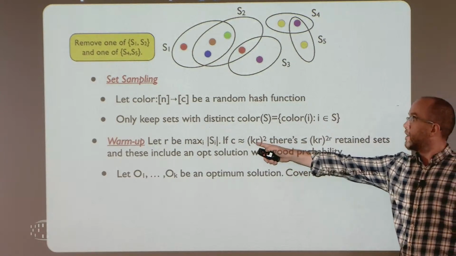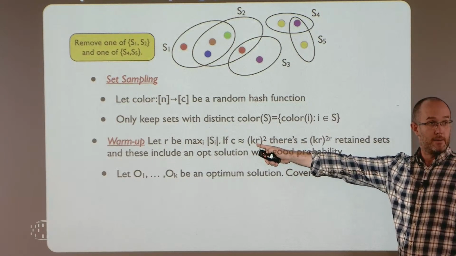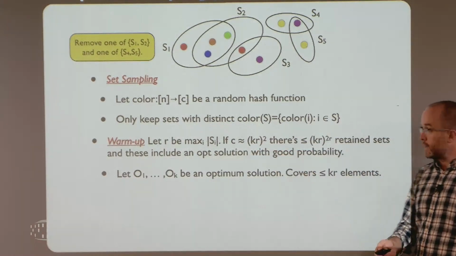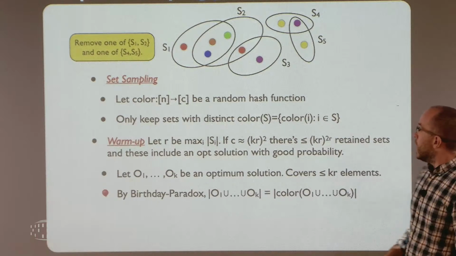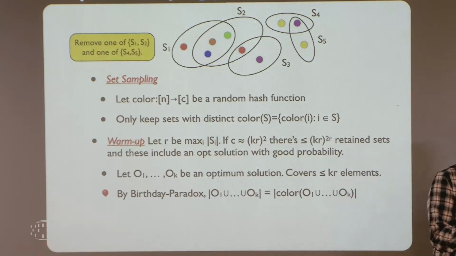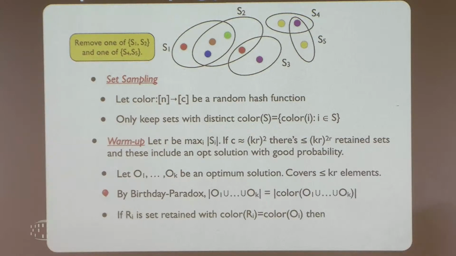Well, we're using that number squared. So by birthday paradox analysis, or anti-birthday paradox analysis, if you like, you can argue that all the elements covered by the optimum solution get distinct colors. Well, what's the consequence of that?